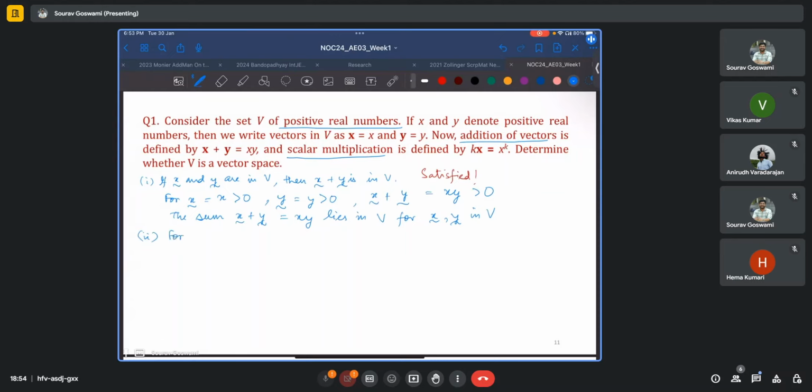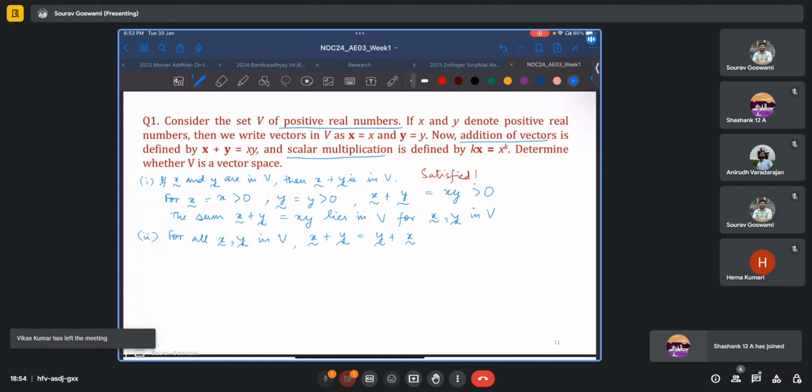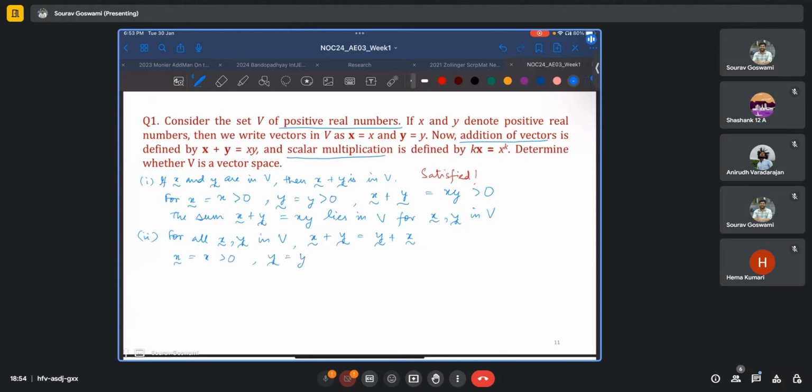The second axiom went like this. For all vectors x and y in the vector space V, the sum should be commutative. So x plus y should equal y plus x. Let's see if this holds. We know that the vector x is a positive real number greater than zero, and again, the vector y also denotes the positive real number y. And we know that for positive real numbers, xy equals yx. That is, the product is commutative. So we say that x plus y shall equal xy, which shall equal yx, which can indeed be written as the sum of y vector and x vector. So even this is satisfied.